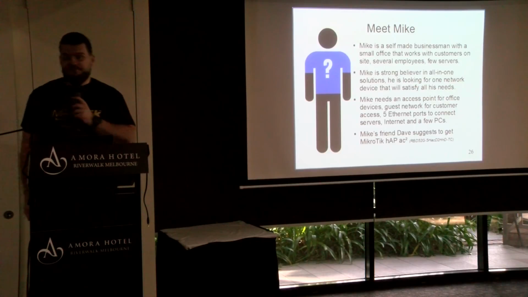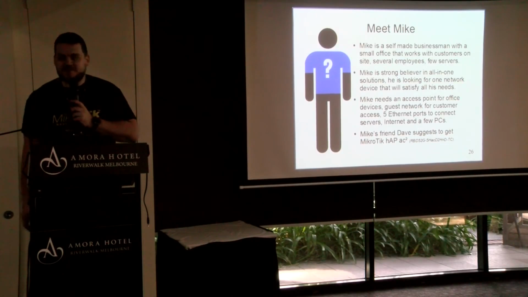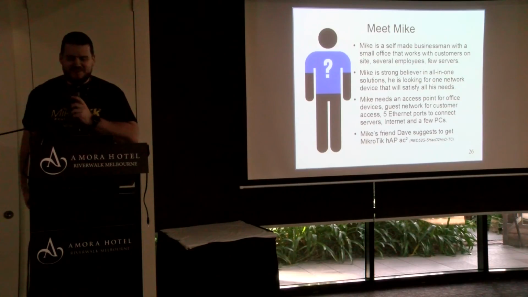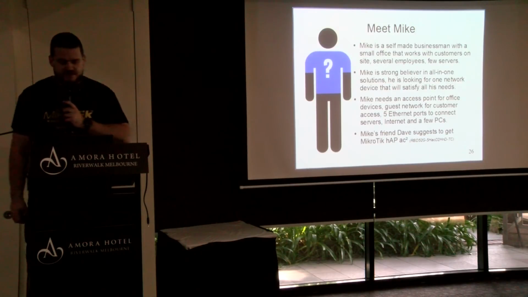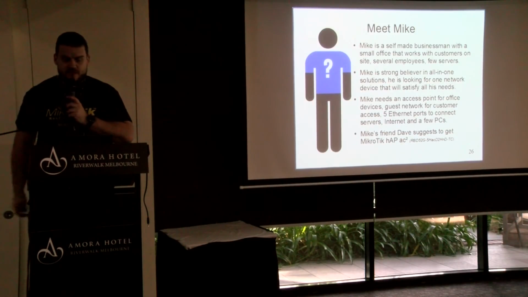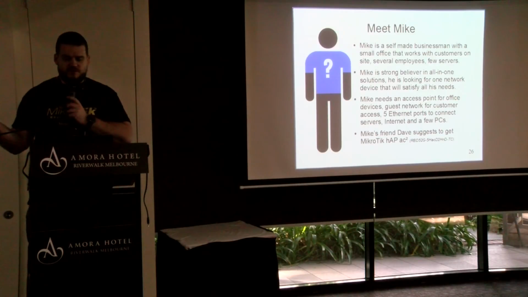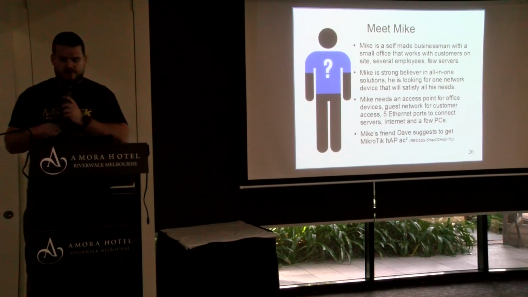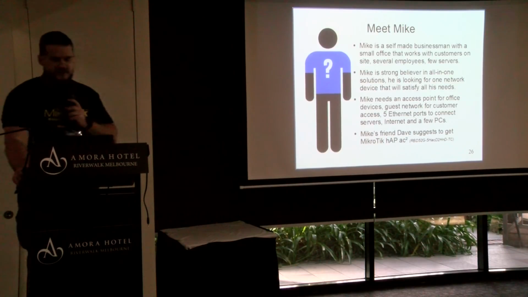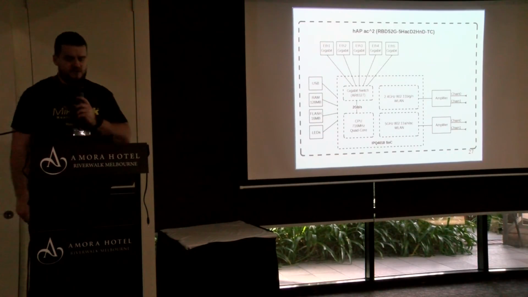Okay, meet Mike. He's a self-made businessman with a small office that works with customers. So several employees and a few servers. Mike is a strong believer in all-in-one solutions, so he's looking for one networking device that will satisfy all his needs. Mike needs an access point for the office devices, a guest network for the customers, 5 Ethernet ports for some PCs, internet and a few servers. And Mike's friend Dave, from the previous slide, suggested getting Hub AC squared because he examined the block diagram. He found nothing wrong with it.